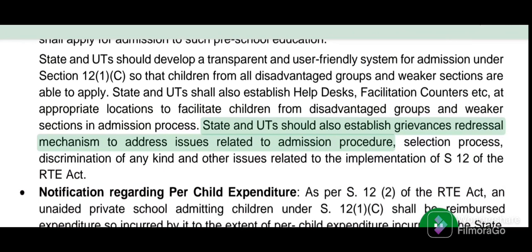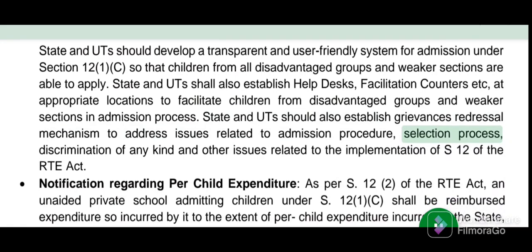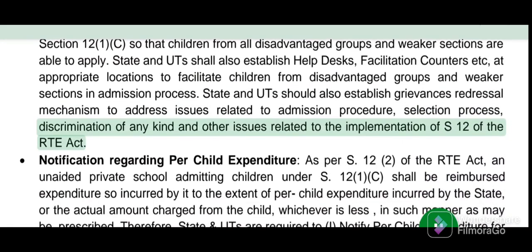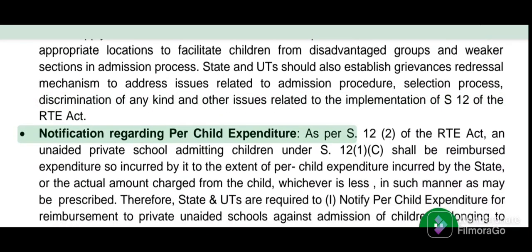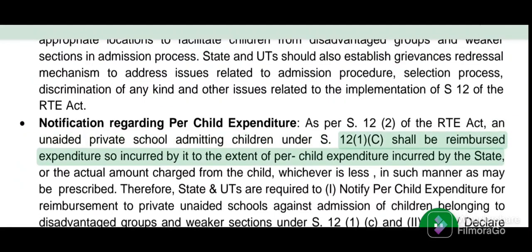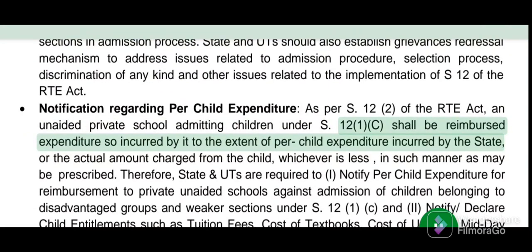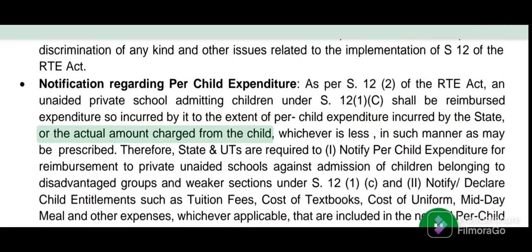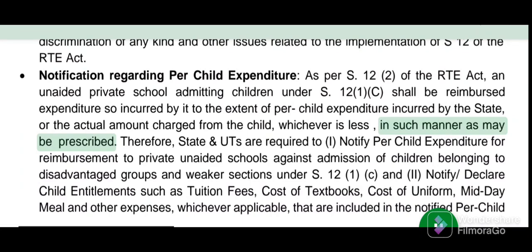States and UTs should also establish a grievance redressal mechanism to address issues related to admission procedure, selection process, discrimination of any kind and other issues related to the implementation of Section 12 of the RTE Act. Notification regarding per child expenditure. As per Section 12(2) of the RTE Act, an unaided private school admitting children under Section 12(1)(c) shall be reimbursed expenditure so incurred by it to the extent of per child expenditure incurred by the state, or the actual amount charged from the child, whichever is less, in such manner as may be prescribed.